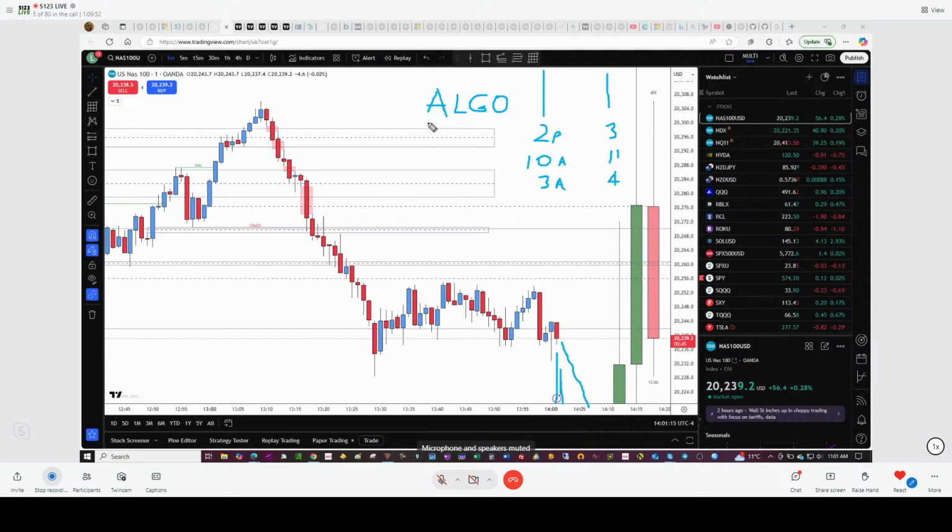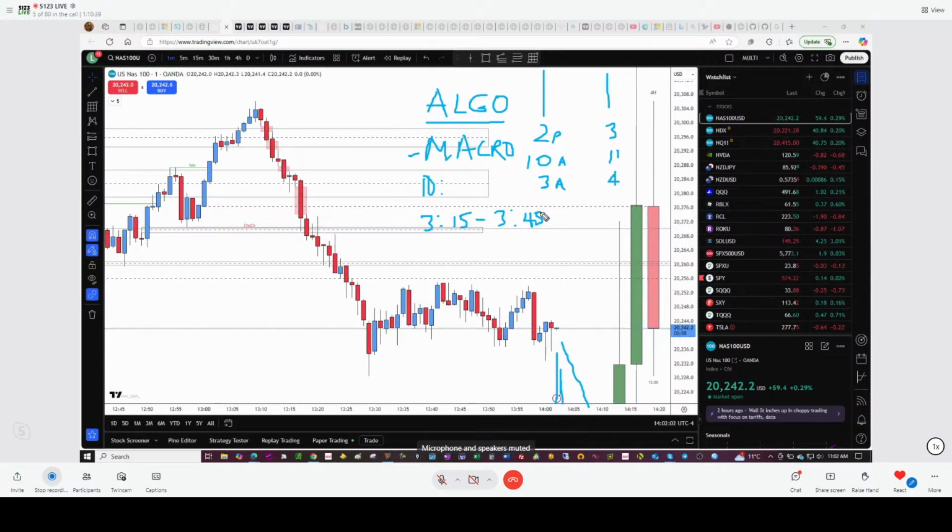So the difference between the algo and the macro is that the macro is also an algorithm, but it's a smaller subset of an algorithm, essentially, and that runs at 10 minutes to each hour, until 10 after. So it's a 20-minute algorithm. He also talks about a macro, the only one he talks about, that runs from 3:15 to 3:45 each day. So there's a macro at 10 to the hour and 3:15 to 3:45, just before the close of the market.